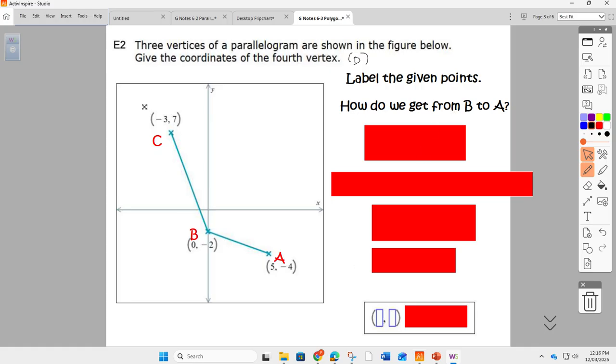I labeled the points just because I can talk to you about them. You don't have to label the points. I labeled them just so we could refer to those.